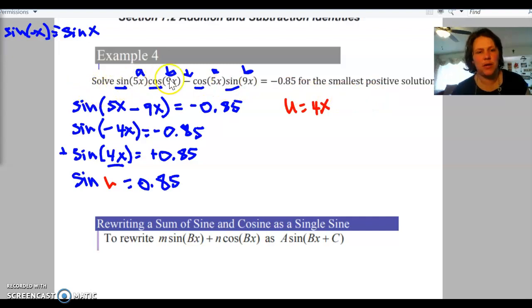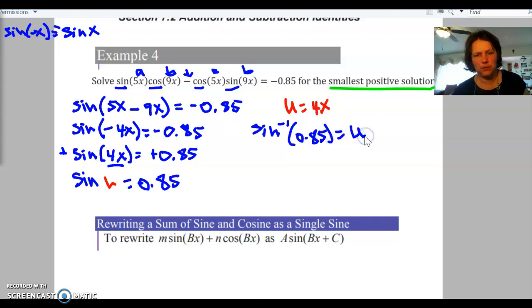Now what solution do they want? If we go back up to our question, it says it wants us to solve this for the smallest positive solution. So we don't need to find three or four answers. We don't even need to find two answers. I only want one, but I want it to be that smallest solution. So the sine of u is equal to 0.85. We are going to use our calculator. I'm not going to make you find two values. We need to find the arc sine of 0.85, and that will be equal to u. So on your calculator, go in and find that.